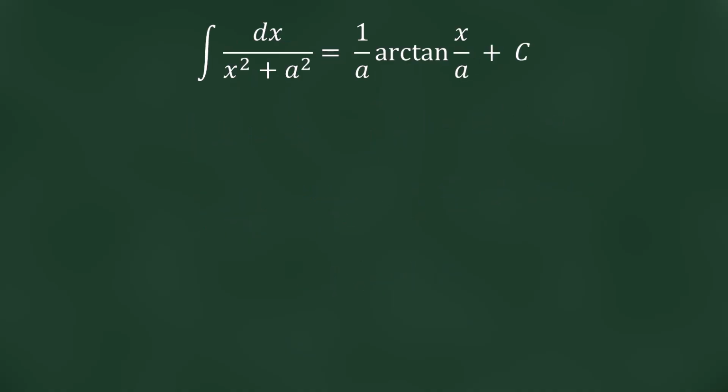Our next couple are maybe slightly less trivial than some of the ones we've looked at here. So now we have the antiderivative of dx over x squared plus a squared. What we're going to use in order to do this is we're going to remember that the derivative of the arctangent function of x is 1 over 1 plus x squared. So that tells us that if we were to antidifferentiate 1 over 1 plus x squared, we would just get the arctangent of x plus a constant.